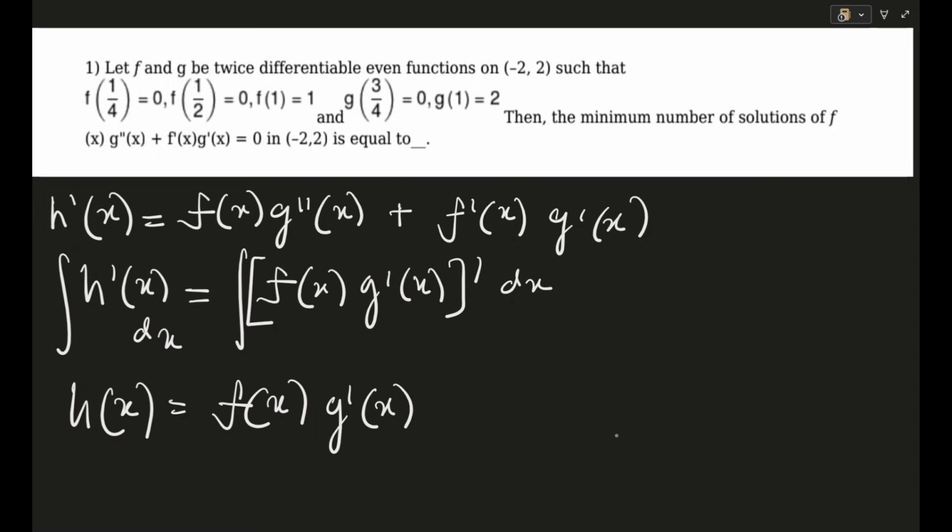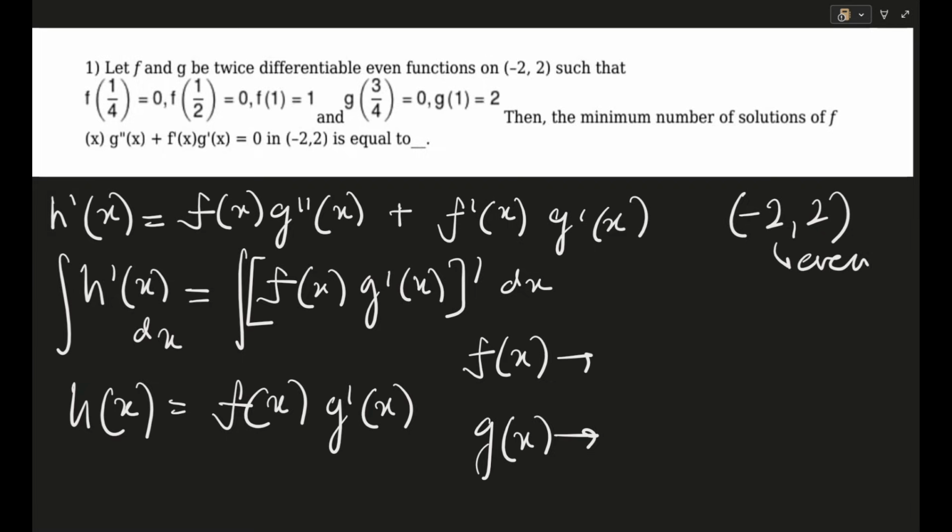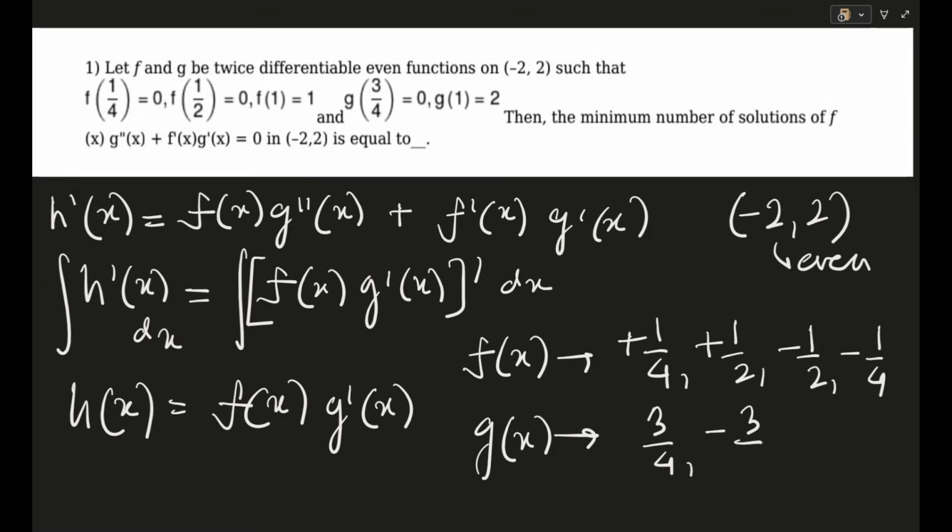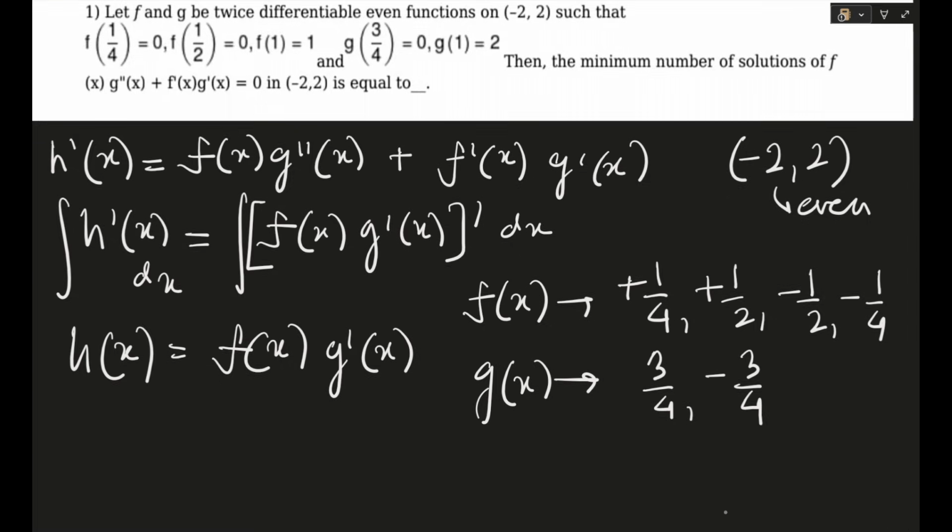Now talking about the roots of h of x. First, we analyze f of x and g of x individually as per the given values and the given information that both these functions are even differentiable functions in -2 to 2. The roots for f of x will be plus 1 by 4, plus half, minus half and minus 1 by 4. In a very similar way, for g of x you will have 3 by 4 and minus 3 by 4. Some more information is also given that is useful.